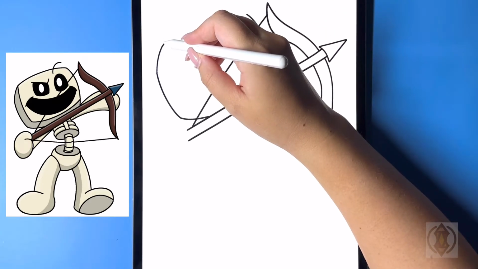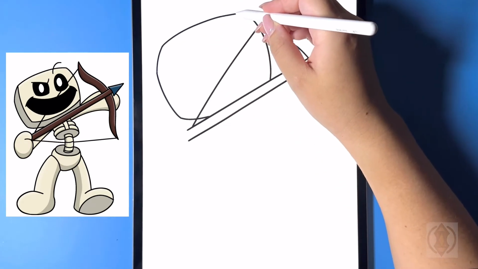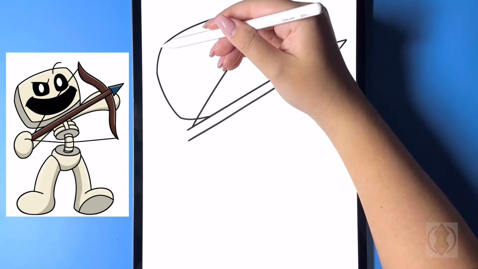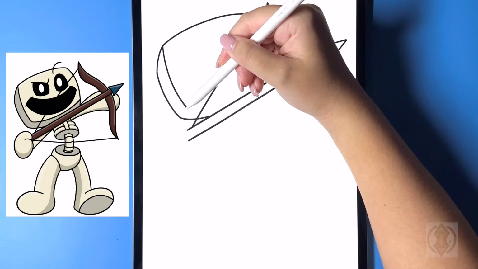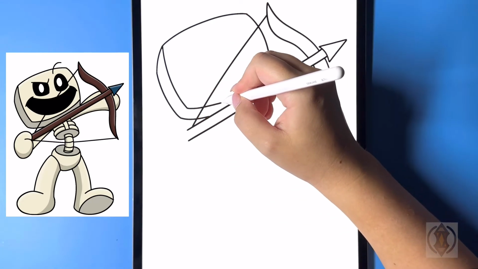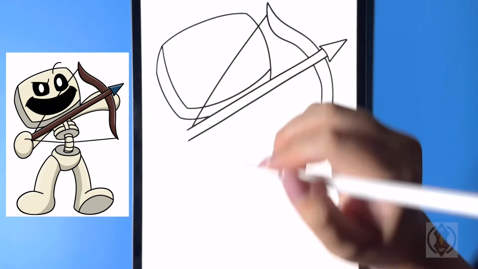Now from here, we're going to close this off on the top by curving this line over and out towards the side. And now from that point, we're just going to curve this line back down towards the bottom. And then from the corner, we're just going to curve this line all the way over and up on the right-hand side.